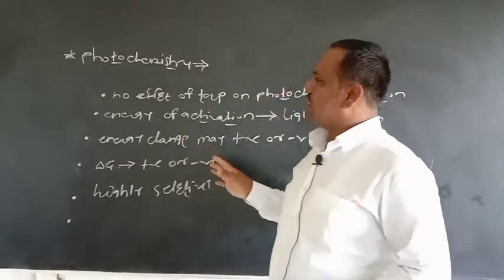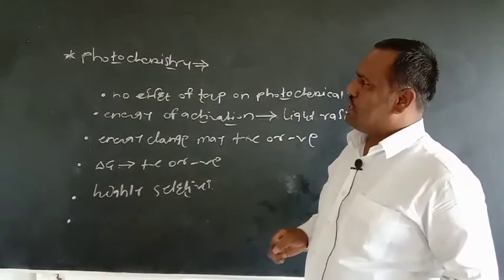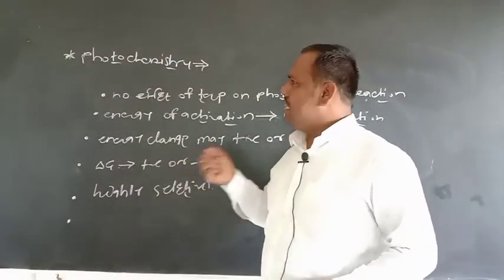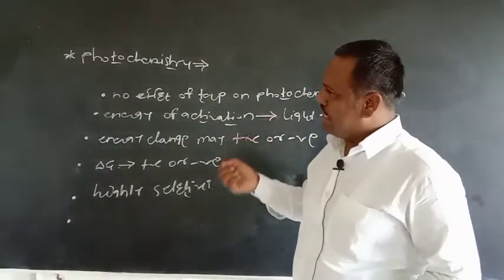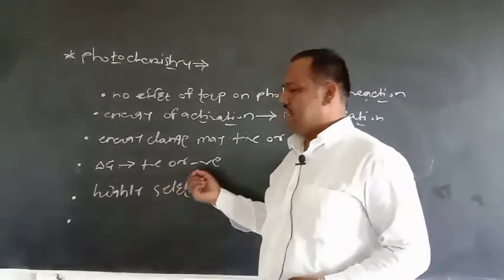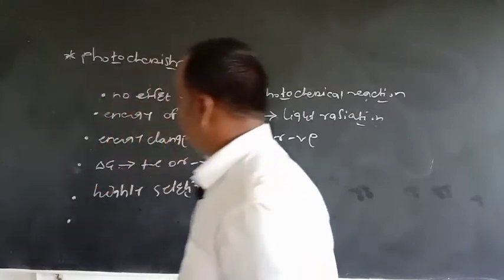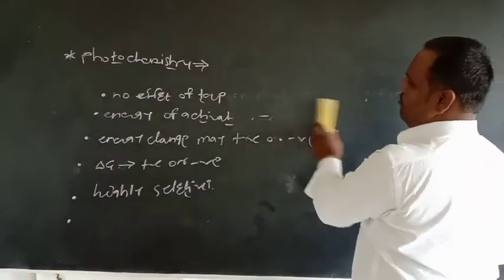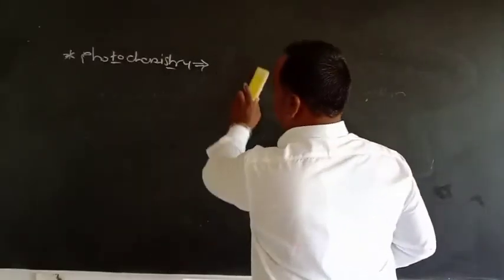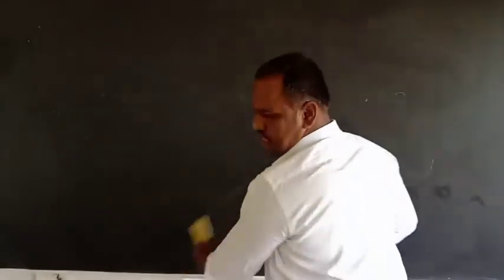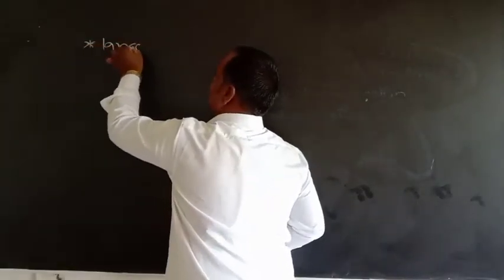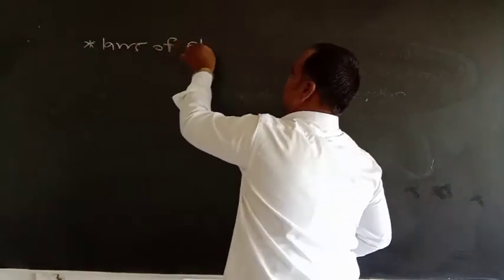Photochemistry is a branch of chemistry which deals with the study of the rate of the reaction and mechanism of the reaction which takes place by the absorption of light radiation, generally UV visible radiation. So let us see some laws of photochemistry. The next important point is the laws of photochemistry.